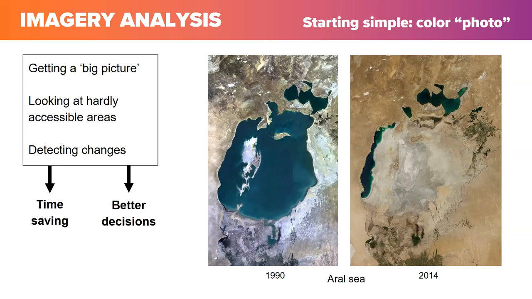To get insights from satellite imagery, we can start simple, just by looking at a color image of our area of interest, like these two on the screen right now. They show the Aral Sea in 1990 and 2014. And you can see the magnitude of its degradation between those years, during 24 years, basically. Now the sea that was once the size of Ireland is almost non-existent. And without having these images, it would be difficult for us to see the scale of the disaster.